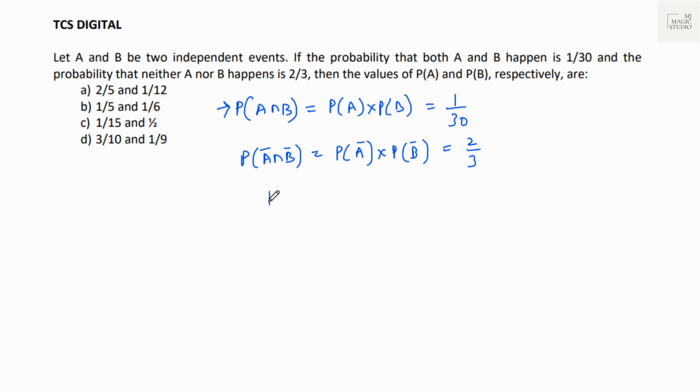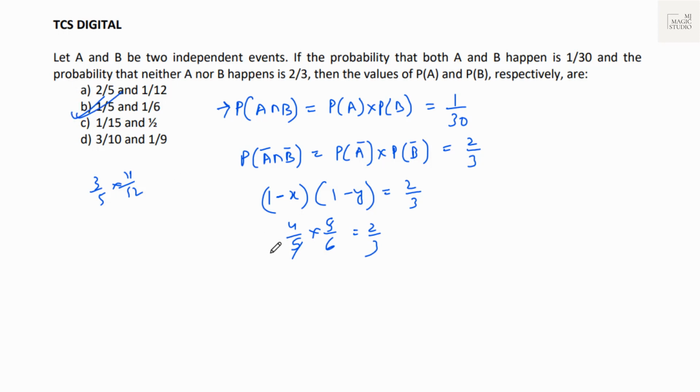P(A) complement means 1 minus x. Suppose P(A) is x, into 1 minus y, that is equal to 2 by 3. Clear? If I put 2 by 5, 1 minus 2 by 5 is 3 by 5, into 11 by 12, is not 2 by 3. If I put 1 by 5 and 1 by 6, 4 by 5 into 5 by 6, it gives me 2 by 3. Then 1 by 5 and 1 by 6 fits in.